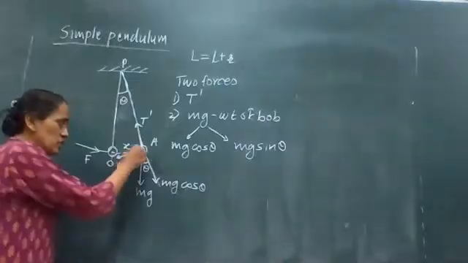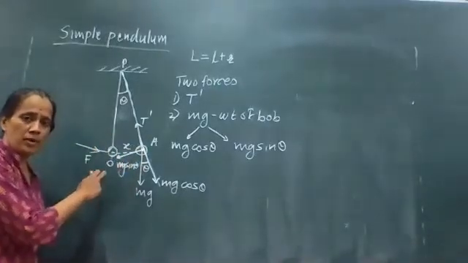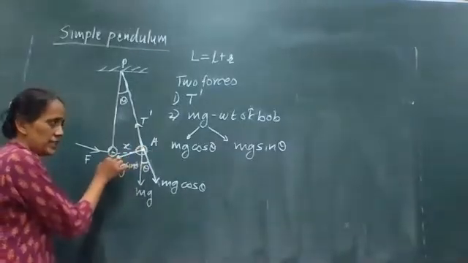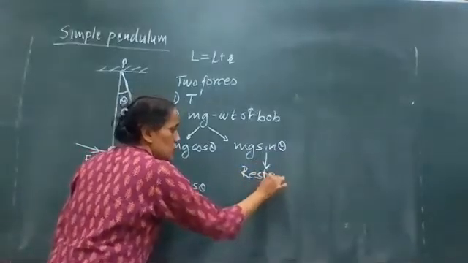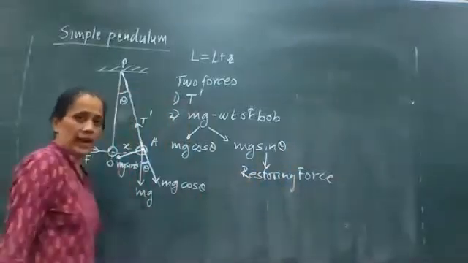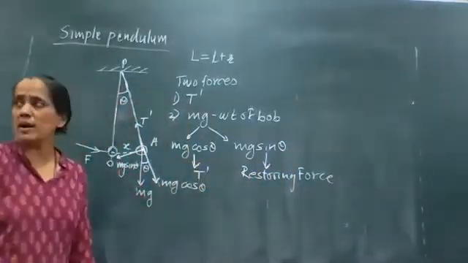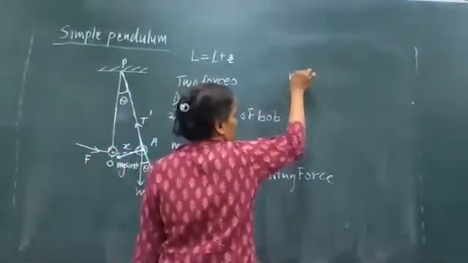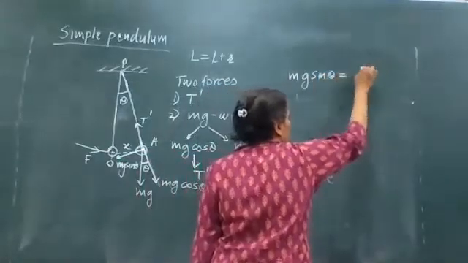Right? Means this mg sin theta restores the position of the bob back to its original one. And therefore this mg sin theta will be giving a restoring force. It is towards the restoring force. And this mg cos theta is exactly balanced by the tension imparted to the string. Therefore, now what can I write here? I can write down mg sin theta is equal to nothing but the restoring force.